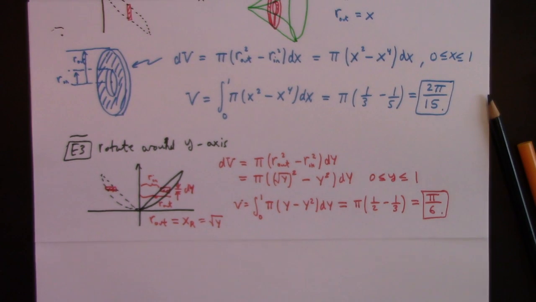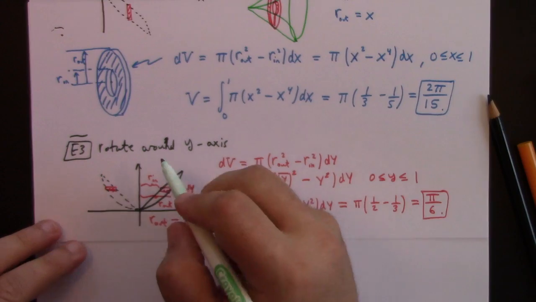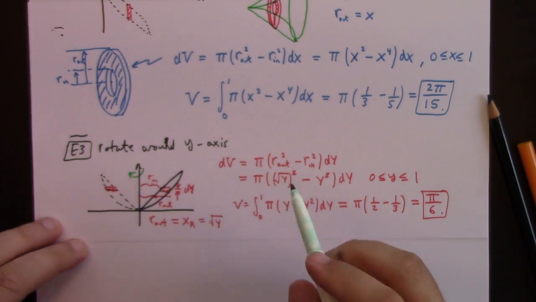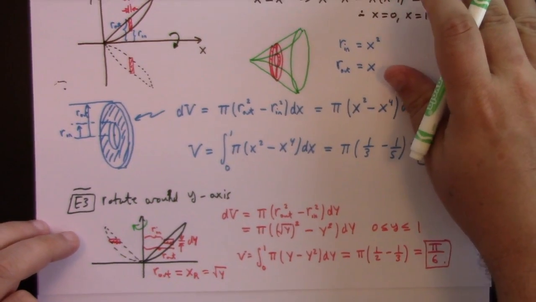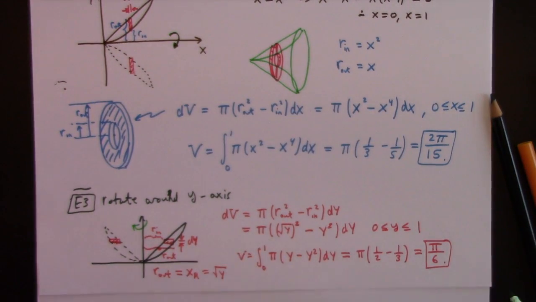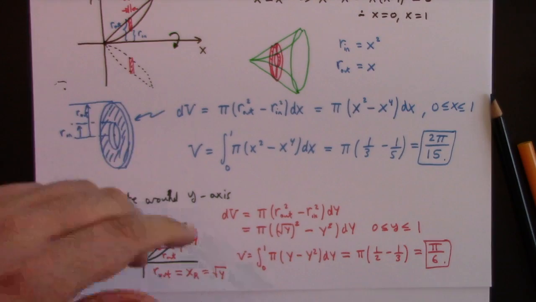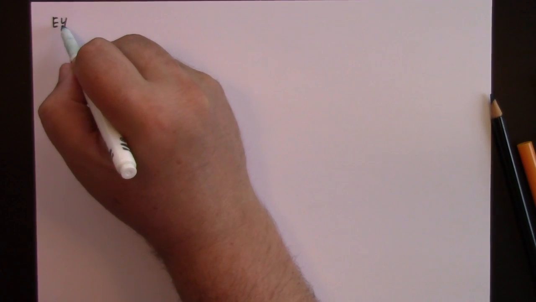So there you go, 2 examples for the cost of 1. If we rotate around the y-axis instead of the x-axis, it's different, right? So the shape is different and the setup is different. Let's do another example here. Example 4.